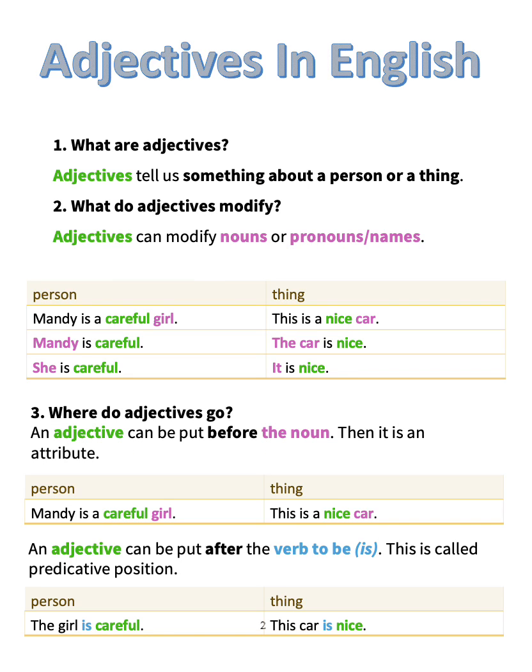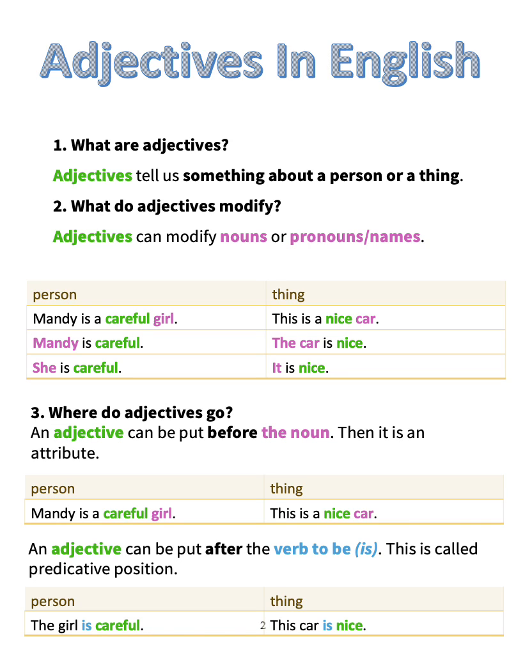What are adjectives? Adjectives tell us something about a person or a thing. So adjectives tell us something or describe a person or a certain thing. What do adjectives modify? Adjectives can modify both nouns or pronouns and names. They apply to nouns or pronouns.